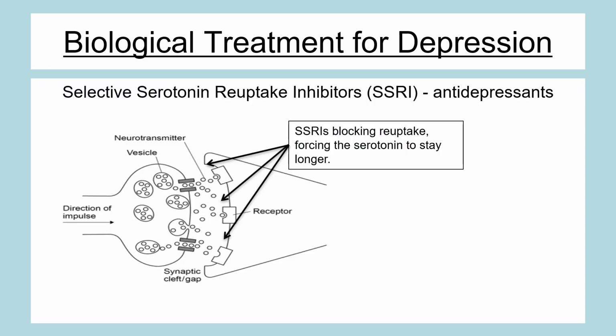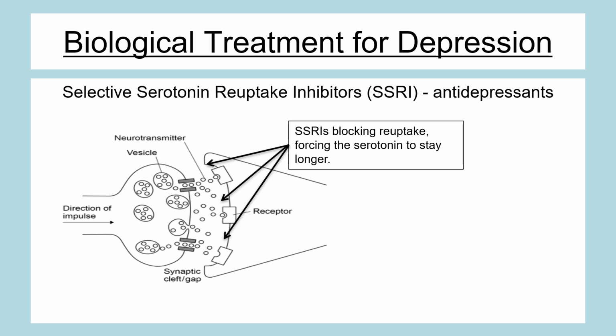Now, following on from the biological explanation, you've got your biological treatment for depression. The fancy name for this treatment is selective serotonin reuptake inhibitors, SSRI for short, or simply put, antidepressants. In the exam, you can even write drugs, because that is essentially what they are.